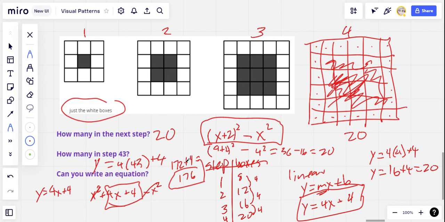Well, how did you do? Did you get step number 4? Did you get step number 43? How did you do the equation? Did you fool around with x squared, or did you realize it was linear and go right to the simpler version? Let me know.